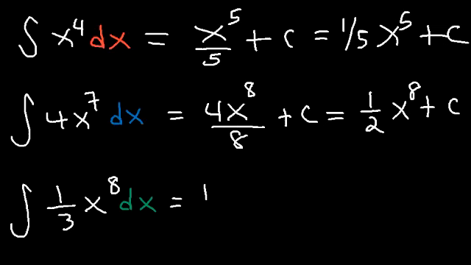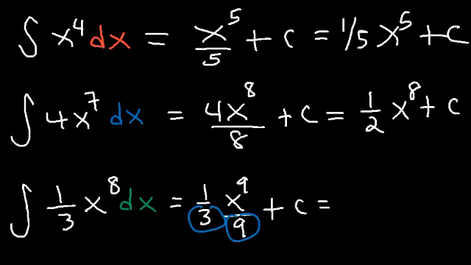Now for the next one, it's going to be 1/3 x to the 9 divided by 9. Now we can multiply 3 and 9, which is 27. So it's 1/27 x to the 9 plus c. As you can see, these problems, they're not that difficult.